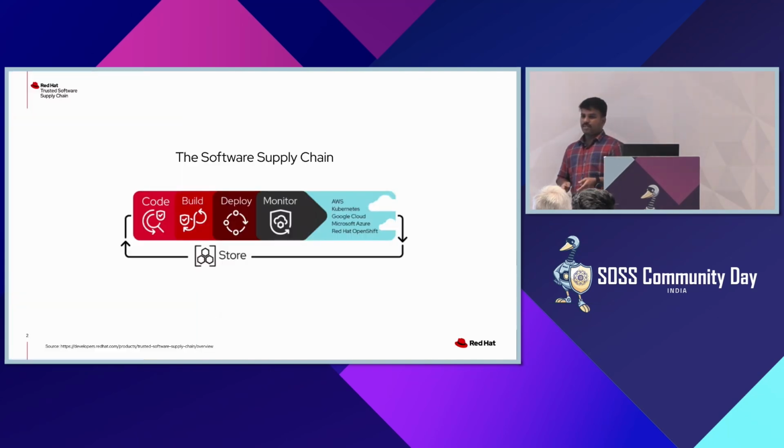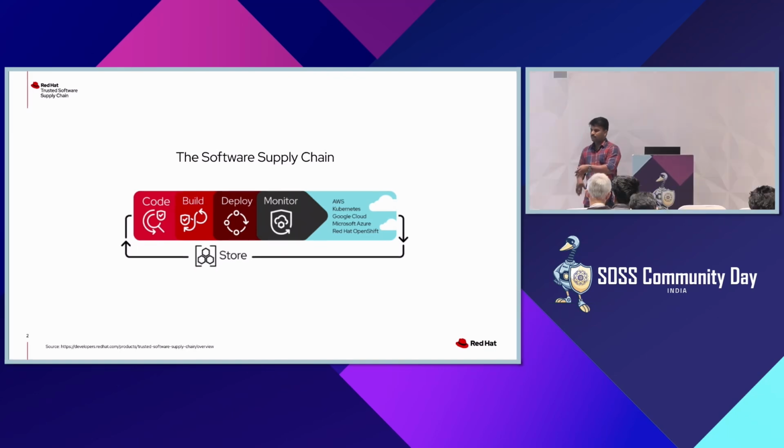When I say software supply chain, I have to start with what a software supply chain is. Most of you already know about it, but I will try to recap. A software supply chain is any component, any piece of information, any tool that you are using to code, build, deploy, and monitor your application. That's it. It could be a process, a tool, a library, any component that is part of a software supply chain.